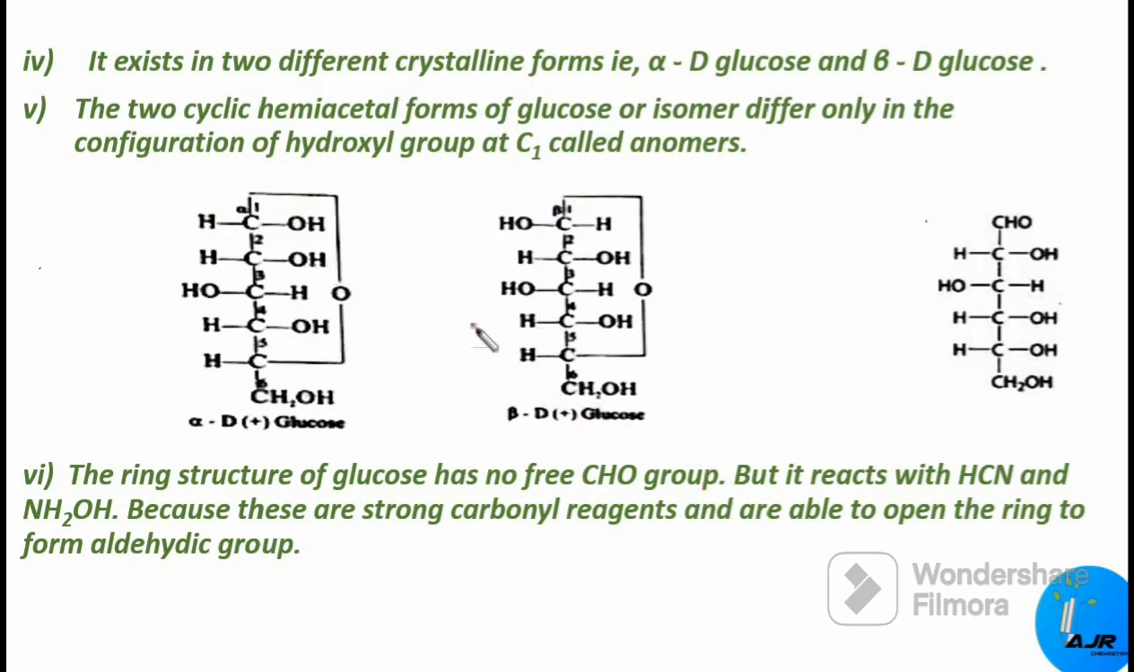These two ring structures don't have any free CHO group, but they react with HCN and NH2OH. They react because these are strong carbonyl reagents and are able to open the ring to form the aldehyde. Can you understand? So they are strong carbonyl reagents and are able to open the ring to form the aldehyde group. So in this ring structure of glucose there is no free CHO group, though it reacts with HCN and NH2OH.